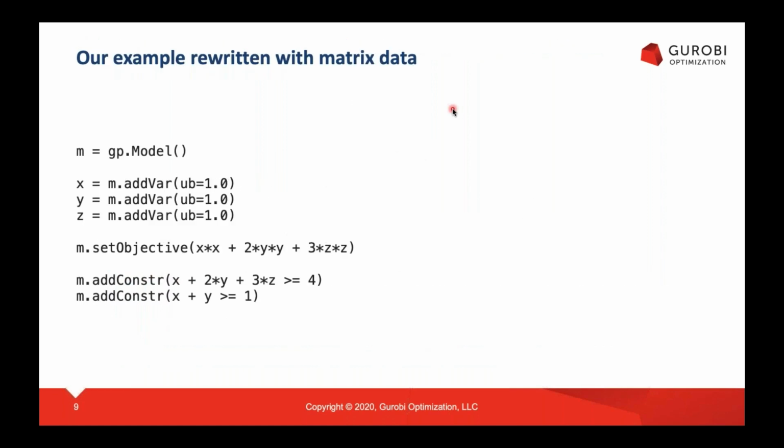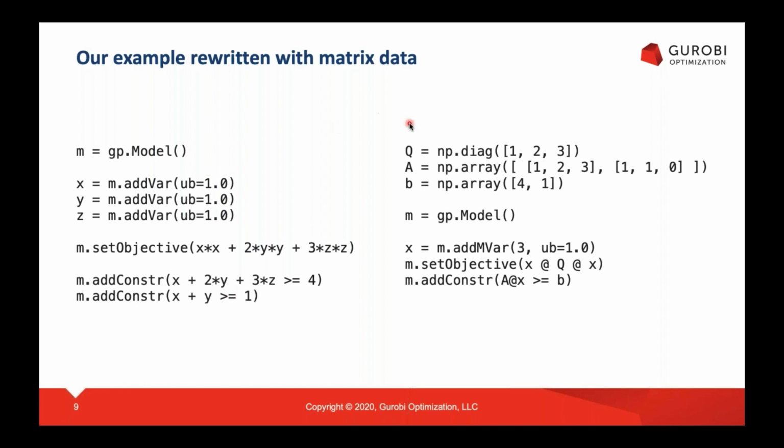So let's do one simple but concrete example. On the left now is the simple optimization model in term language that we have seen before. The three variables x, y, z, the objective function, quadratic, and two linear constraints. Now let me rewrite this in terms of matrix data. Let's look at the top three lines first. The objective function is x squared plus 2y squared plus 3z squared. So as a matrix representation, it means we're just having a diagonal matrix with the values 1, 2, and 3 on the diagonal.